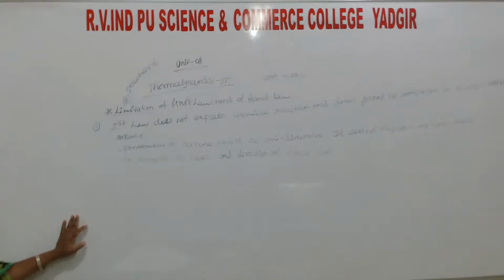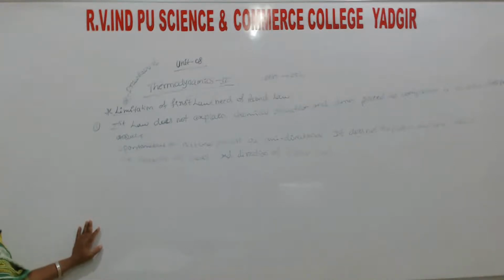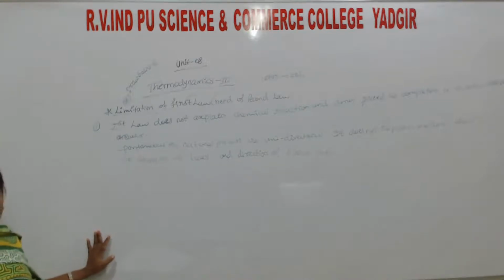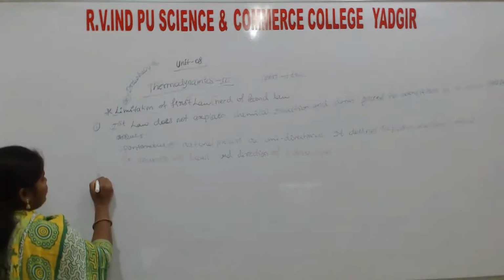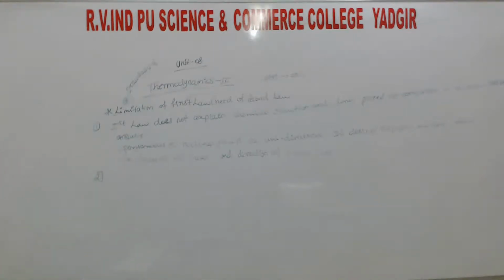The second one: the first law states that all forms of energy change into one another, but does not define the ease or extent of convertibility of one form of energy into another. This is the second drawback of the first law of thermodynamics. Second limitation.